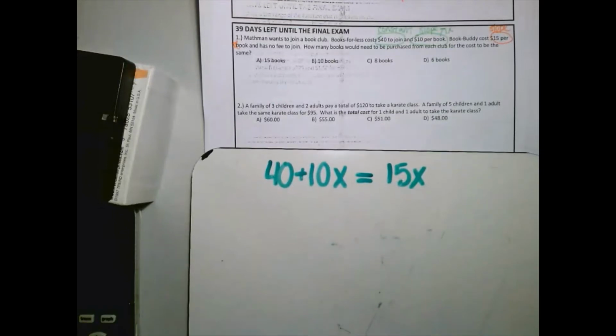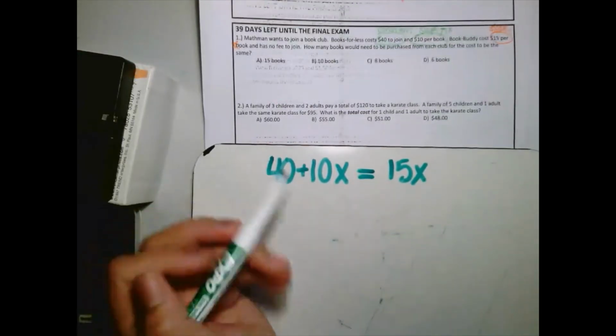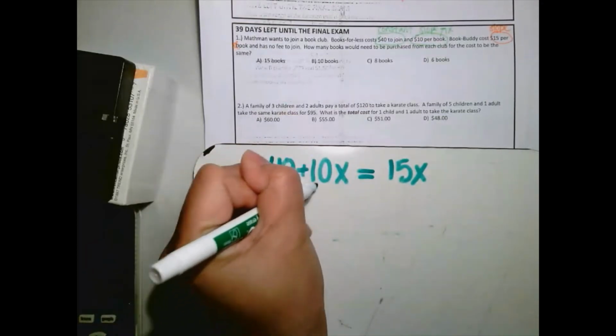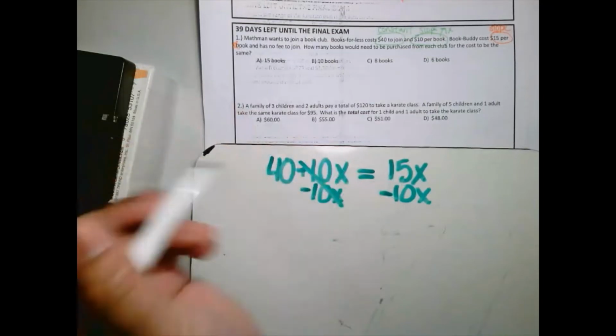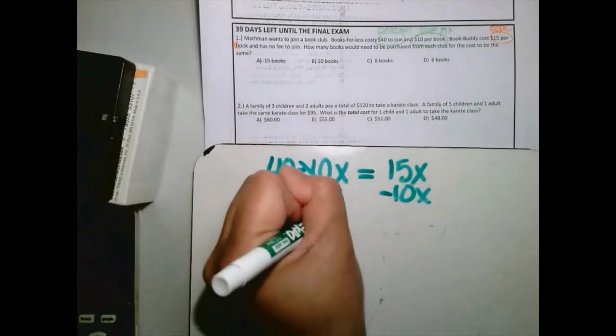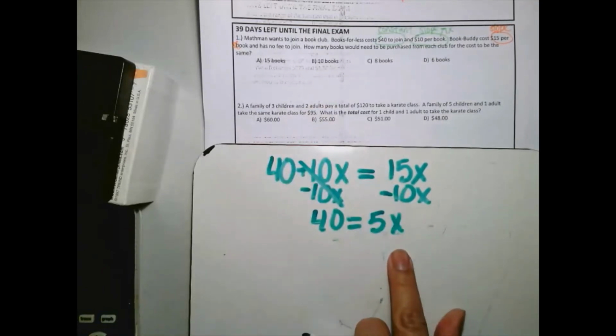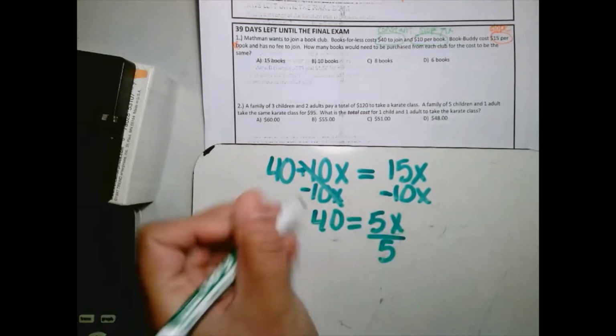So now I just have a multi-step equation. So I need to move one of the variables. So I'm going to move this positive 10x by subtracting 10x from both sides. So that cancels out. So it's 40 equals 15x minus 10x, which is 5x. And in order to get the variable by itself, I would just need to divide both sides by 5.